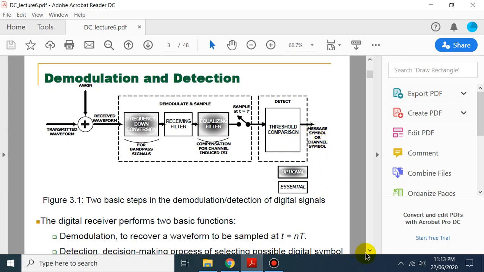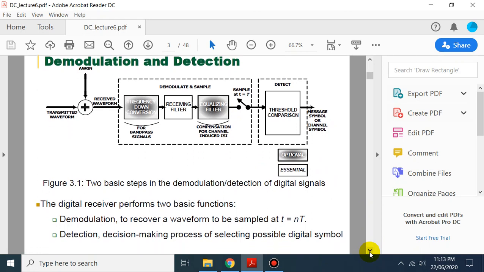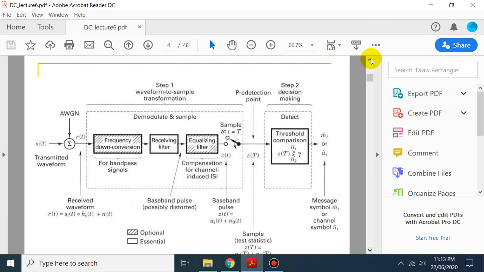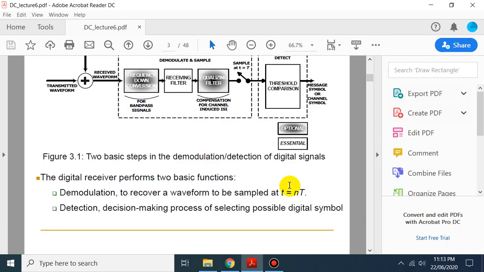So now these are the two steps in the demodulation or detection of signals. This is a frequency down conversion, which is for band pass signals, and this is compensation for signal induced ISI. Now the digital receiver performs two functions. First is demodulation, to recover a waveform and sample at t equal to nT, so that we can get our original message signal. Then it performs detection, which is called the decision making process of selecting possible digital samples.